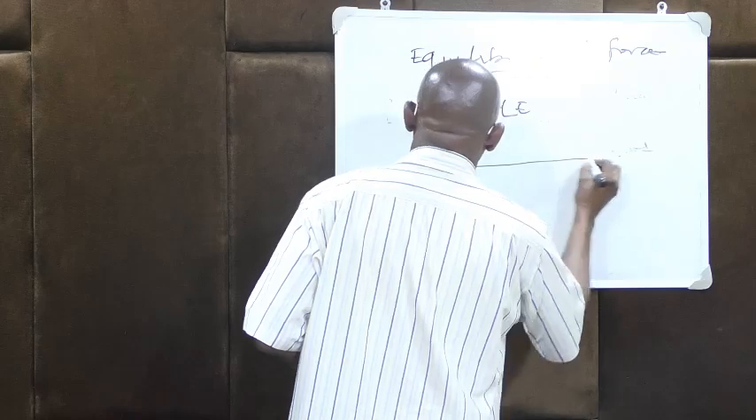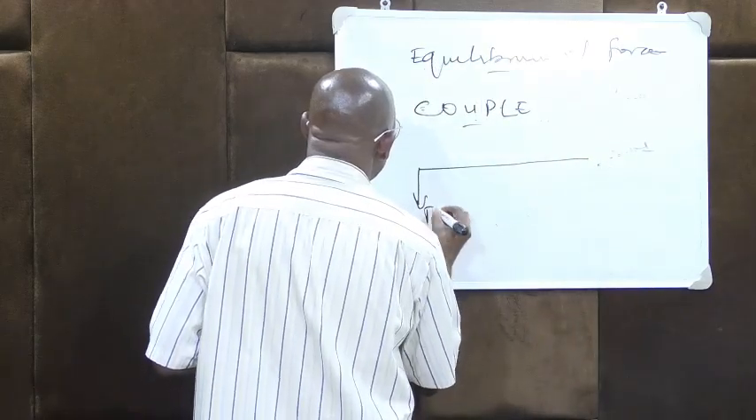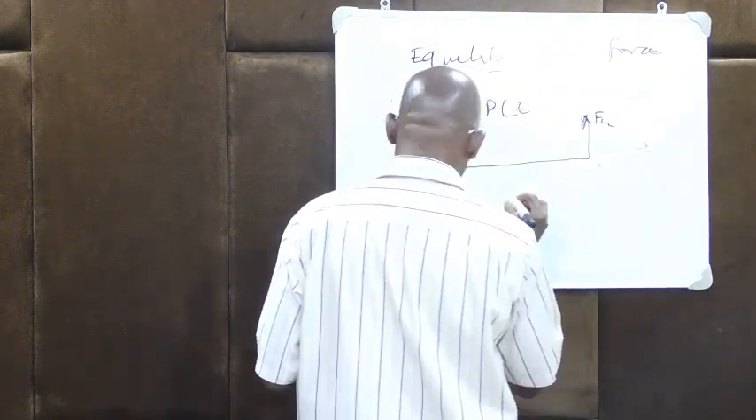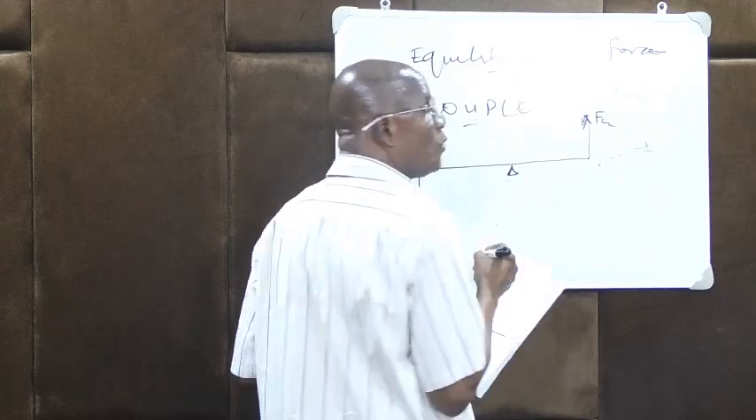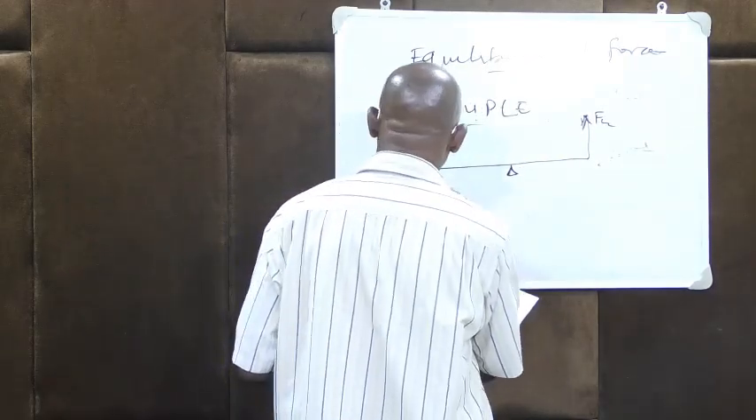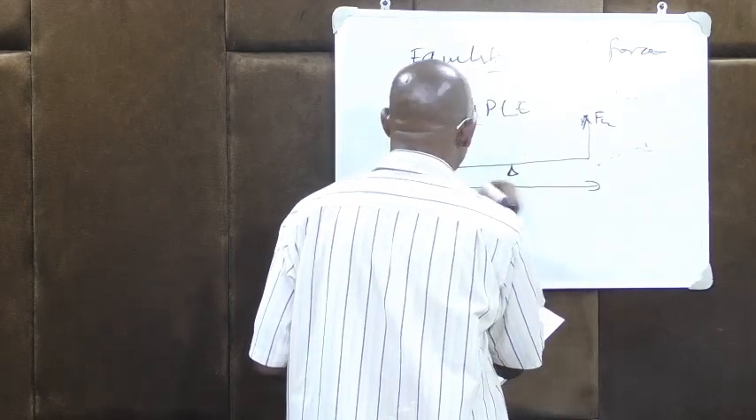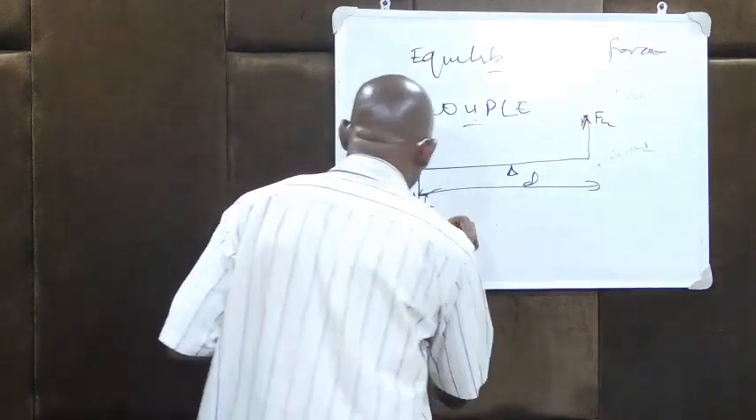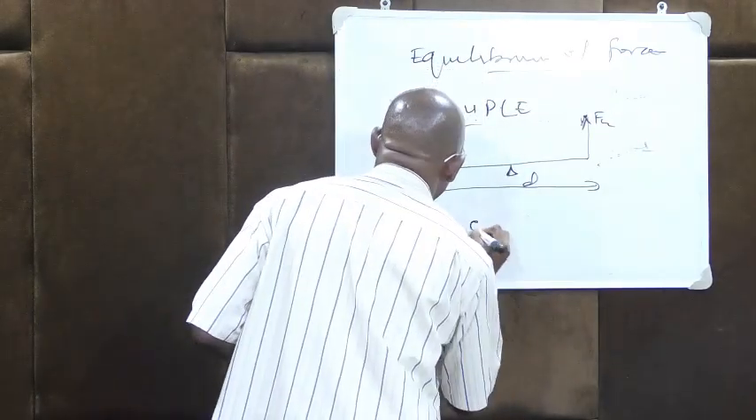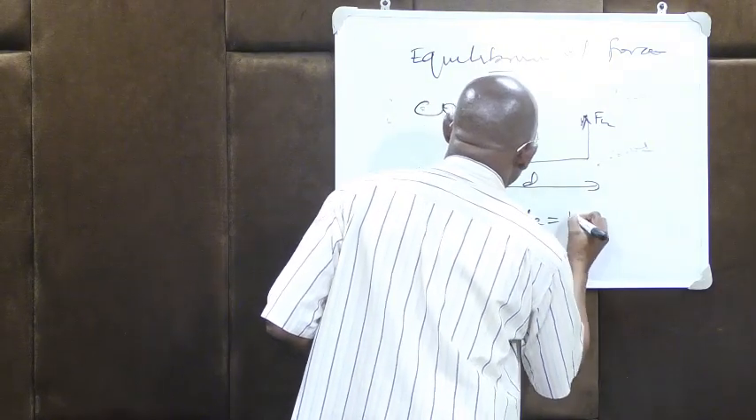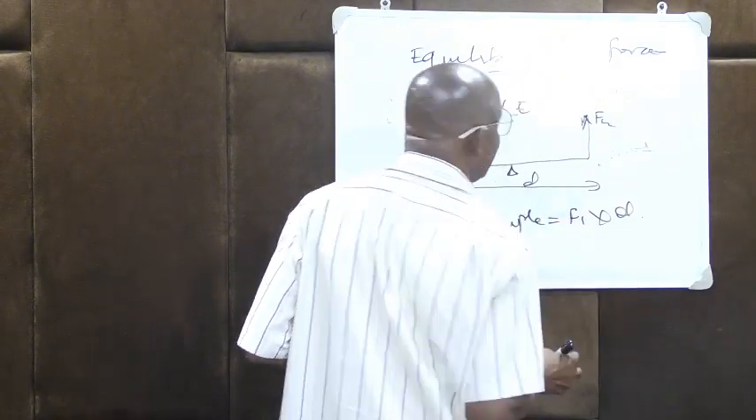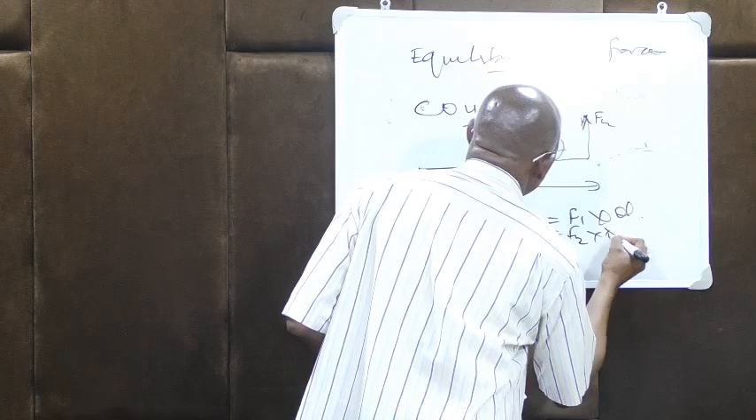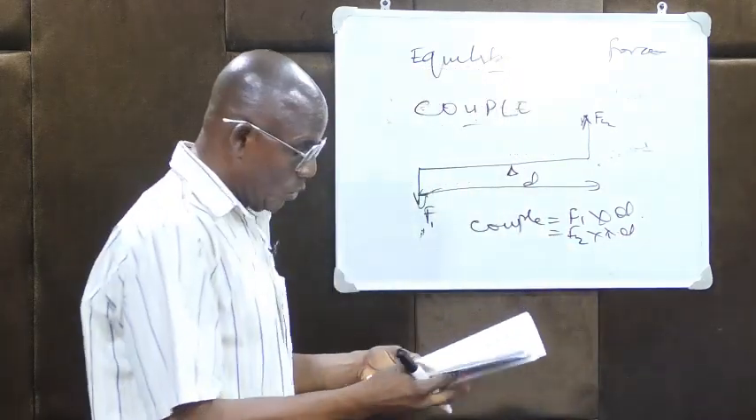Let me give you an illustration of that. This is a force F1. This is another force F2. Look at it very well, F2. This is where it is pivoted. This is a fulcrum. So this is the perpendicular distance between the two forces. This is D. So when we are to calculate the couple here, couple is F1 force times perpendicular distance between the two forces. Or it can also be F2 multiplied by the perpendicular distance between the two forces.